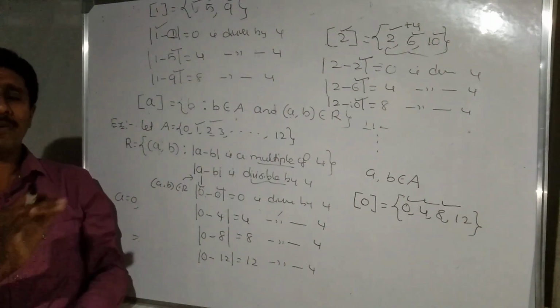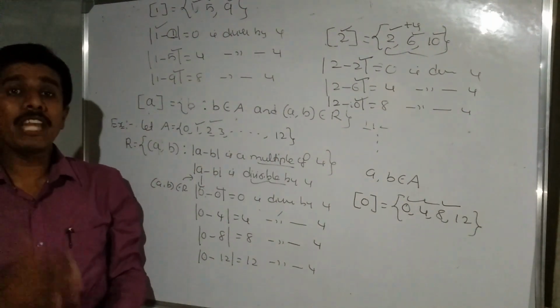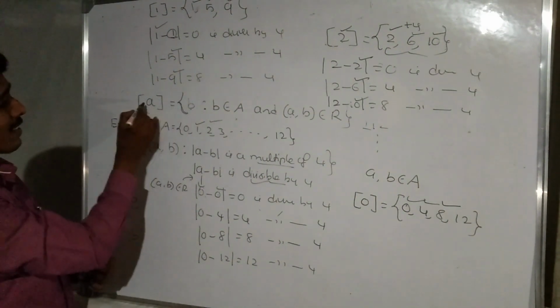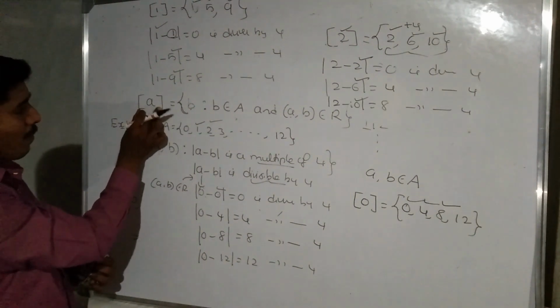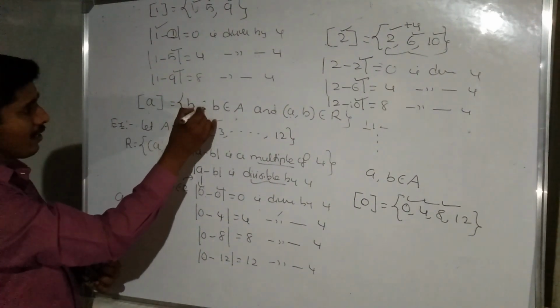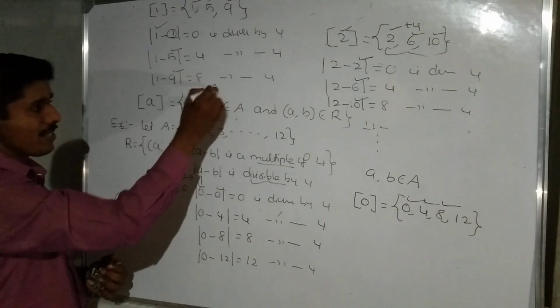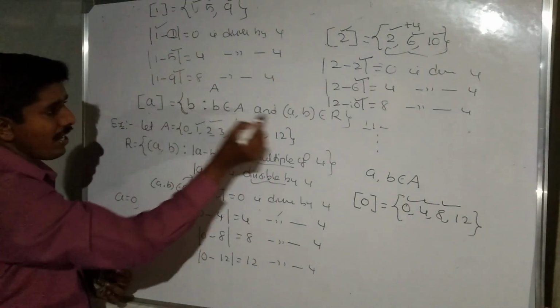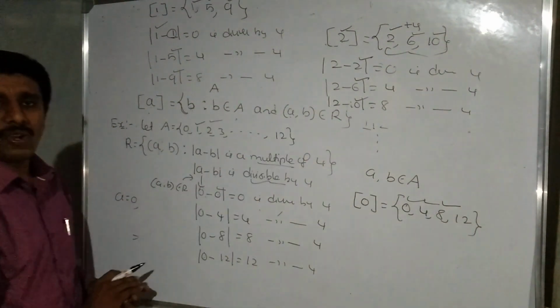Mind it, your equivalence class is defined on an equivalence relation. One thing to mind, equivalence relation. Your equivalence class of a is denoted like this: box a equal to b. Here b belongs to the same set A, a non-empty set A. Here a must be related to b. a must be related to b. a comma b belongs to R.